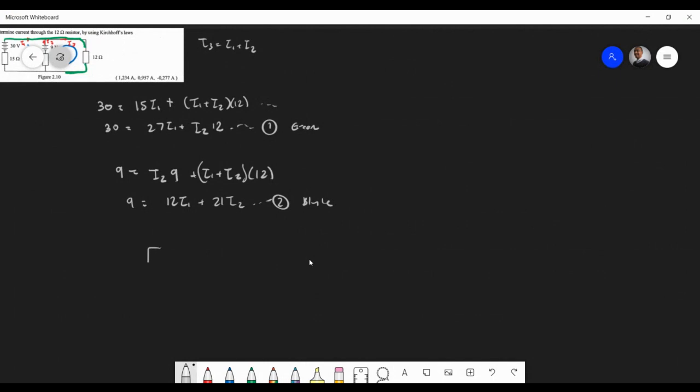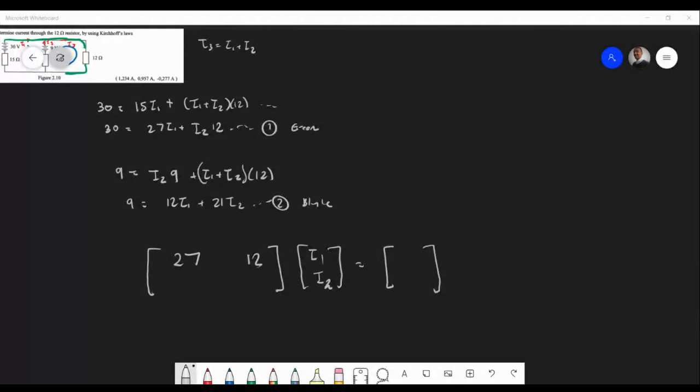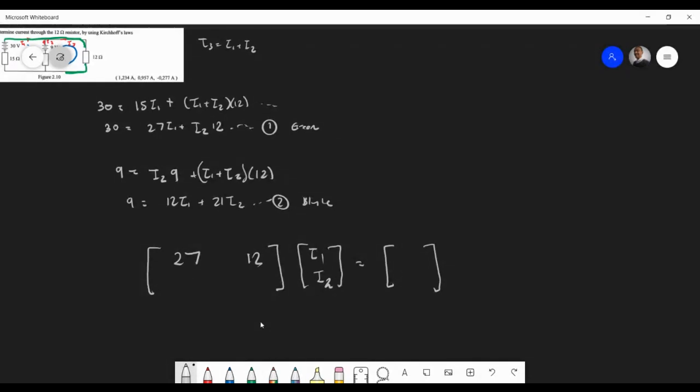Next step, we will open up a matrix. Of course, you can solve this simultaneously. I don't know who prefers matrices or substitution. Do you guys prefer my method or your substitutions? That's 27, 12. Substitution? No, I'm not going to be doing substitution, Brent. It's going to waste too much time. Should I show it to you? That's 12, 21, and then of course this must be equal to 30 and 9.